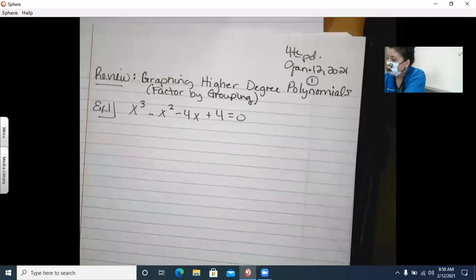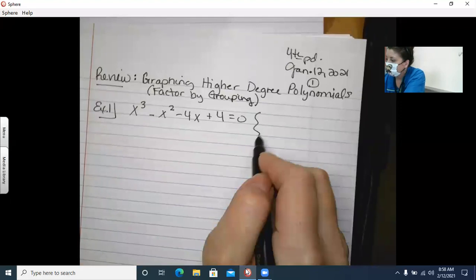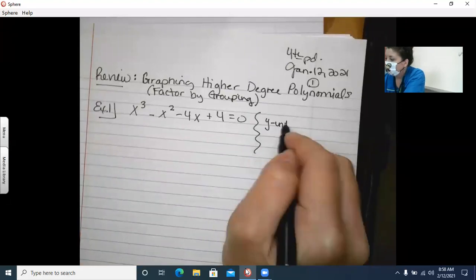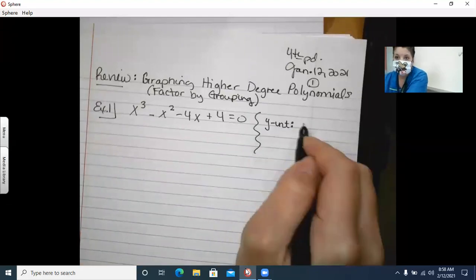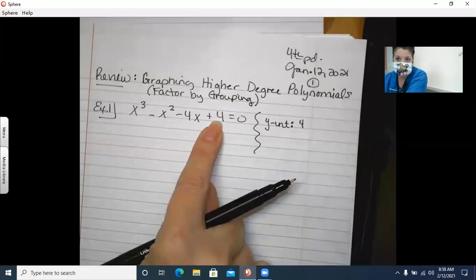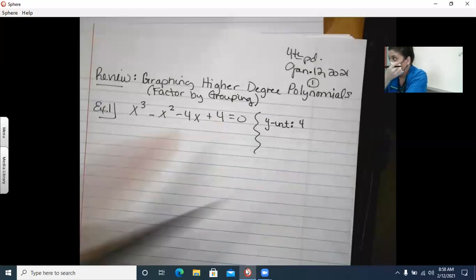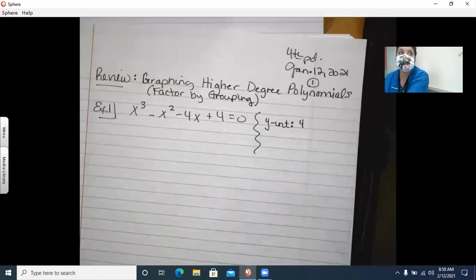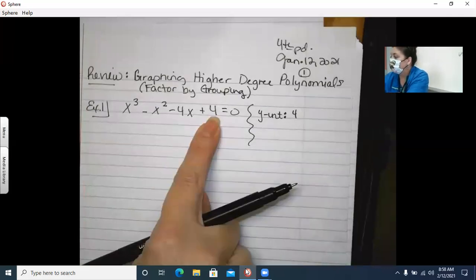One thing we know is the y-intercept. It's +4, exactly. Whatever the constant is. Remember, the constant is the term that does not have a variable. So if you don't have a constant, your y-intercept is 0. If all of your terms have variables, then your y-intercept is 0. But if you have a constant, then your y-intercept is that number.